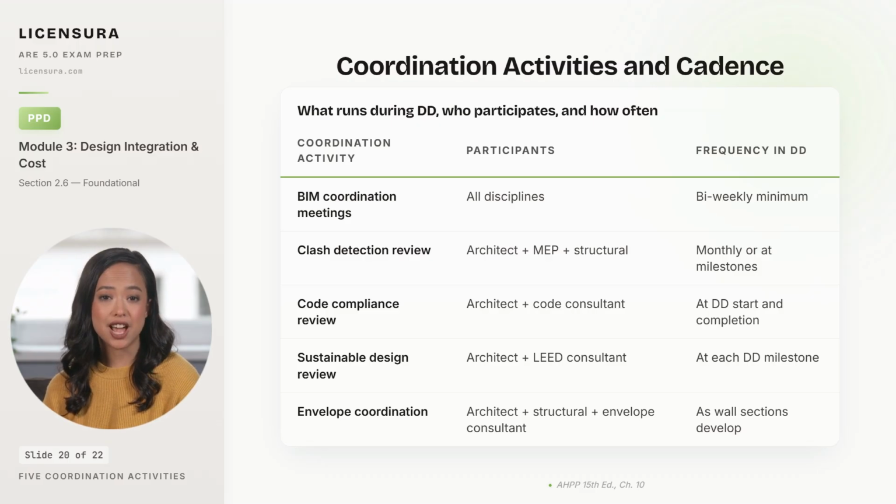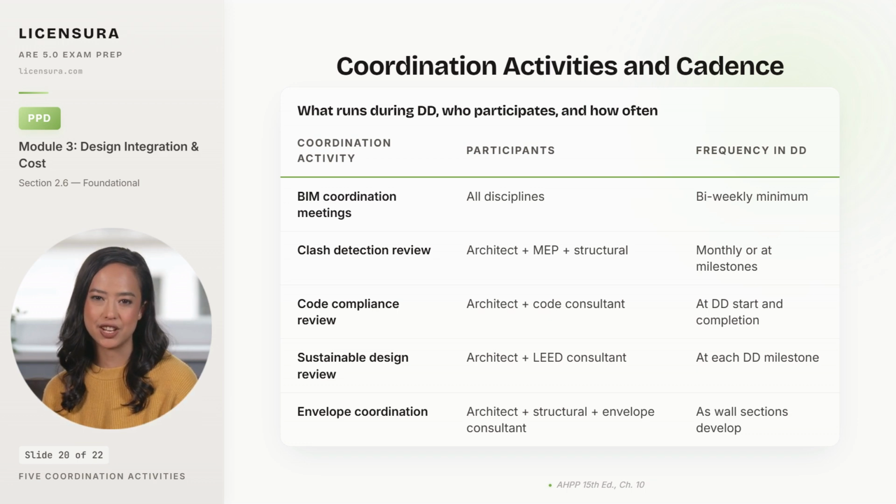Code compliance review pairs the architect with the code consultant at DD start and completion, because the code analysis from SD must be validated against the now detailed design before CDs begin. Sustainable design review pairs the architect with the lead consultant at each DD milestone, because credit decisions made now lock in or lock out paths that cannot be added back in CDs. Envelope coordination pairs the architect with the structural engineer and the envelope consultant as wall sections develop, because the envelope to structure interface is where leaks, thermal bridges, and movement joint failures live, and catching them now is dramatically cheaper than catching them in the field.